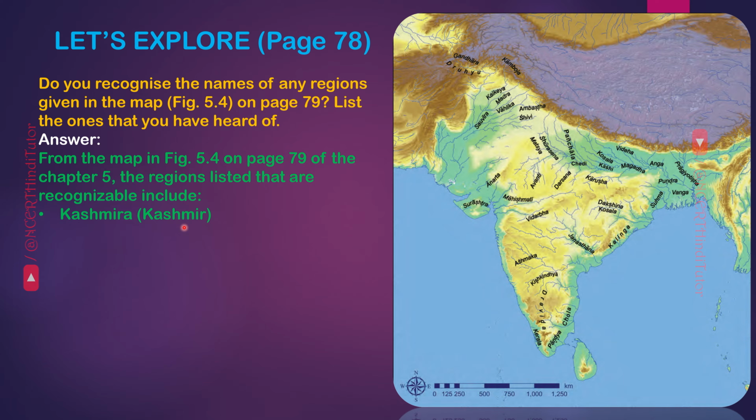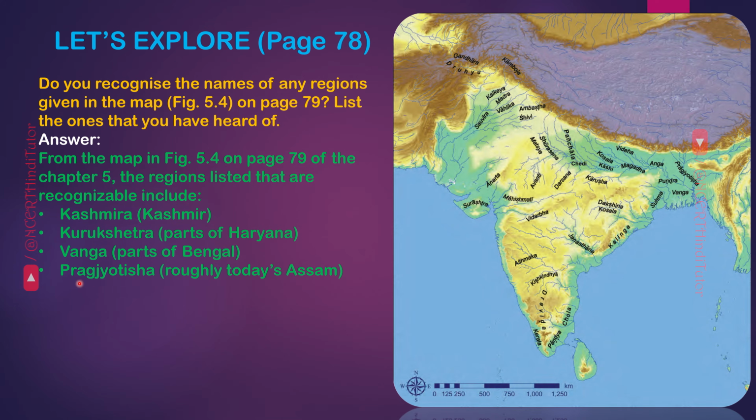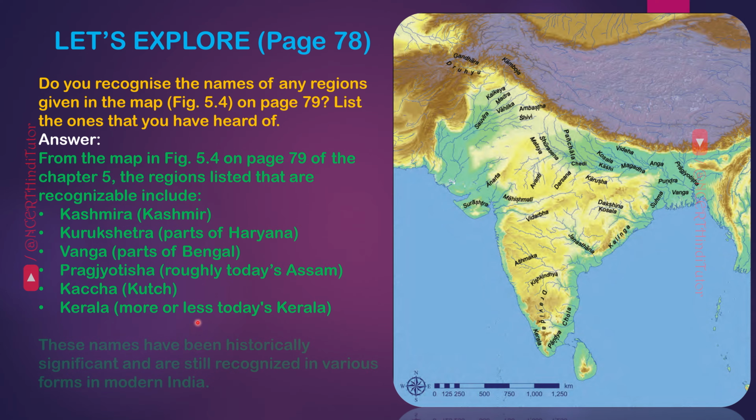First, Kashmir. Second, Kurukshetra, parts of Haryana. Next, Vanga, parts of Bengal. Next, Pragjyotisha, roughly today's Assam. Kachchha, Kutch. Kerala, more or less today's Kerala. These names have been historically significant and are still recognized in various forms in modern India.